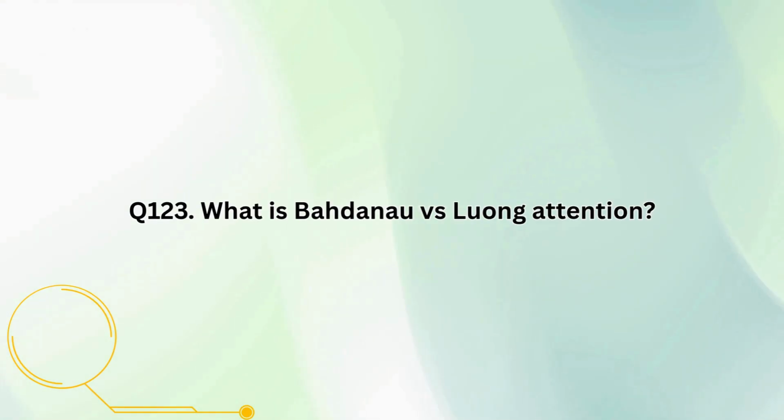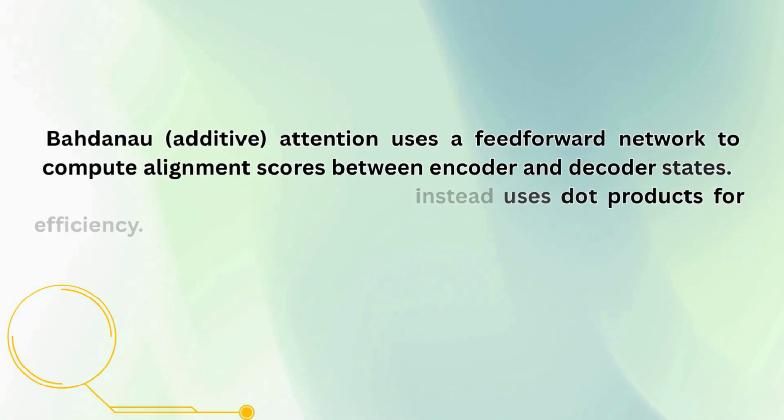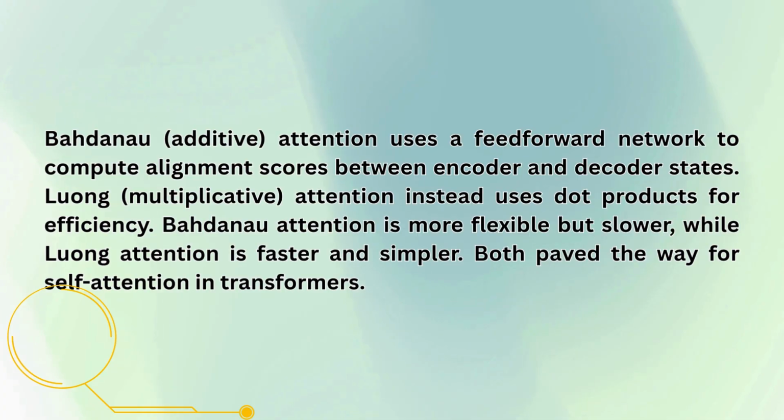What is Bahdanau versus Luong attention? Bahdanau, additive, attention uses a feed-forward network to compute alignment scores between encoder and decoder states. Luong, multiplicative, attention instead uses dot products for efficiency. Bahdanau attention is more flexible but slower, while Luong attention is faster and simpler. Both paved the way for self-attention in transformers.